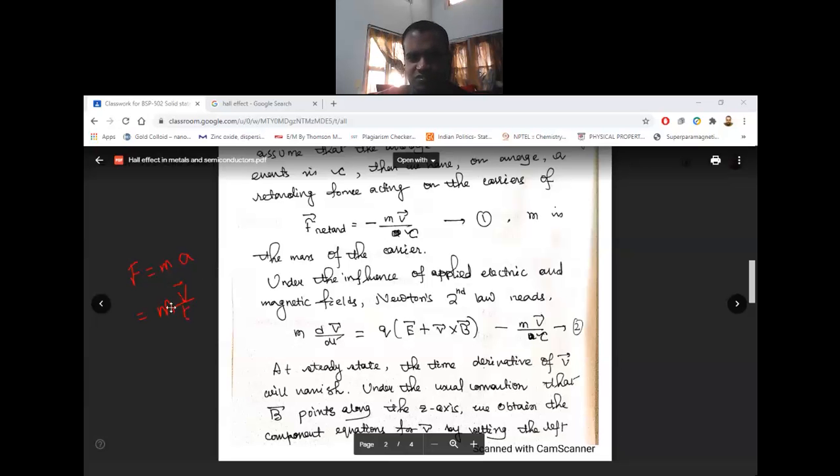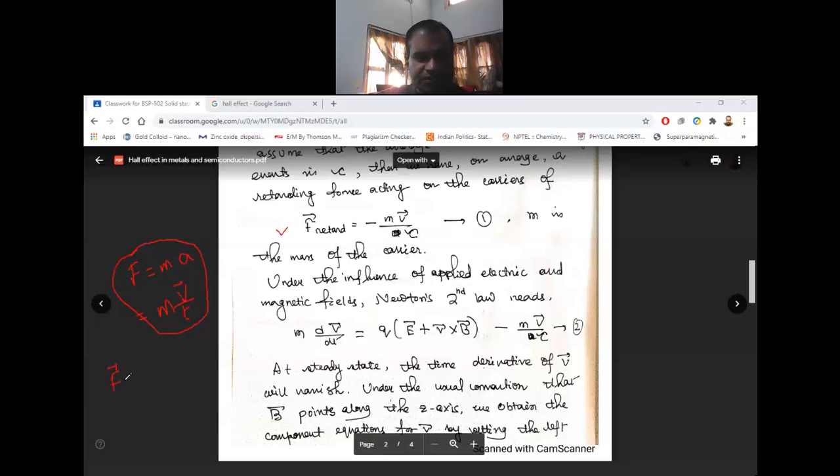Okay, acceleration means rate of change of velocity, that is, how much velocity is changing with respect to time. You already know this very famous equation. But in this case, retarding force means the force acts in a direction opposite to the direction of motion of the charge carrier or the electron.